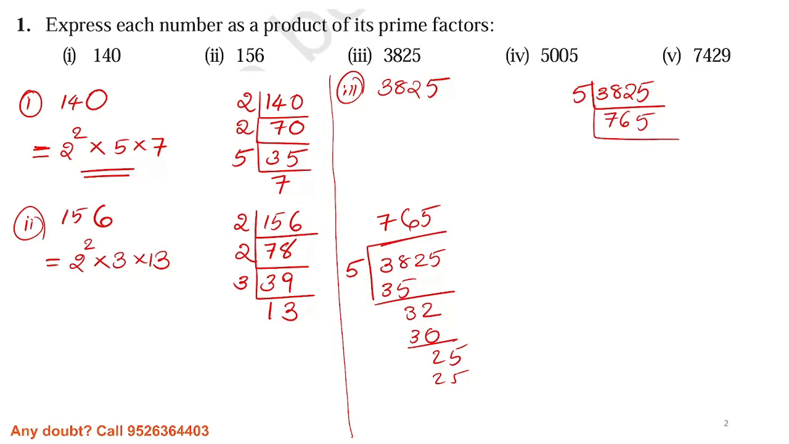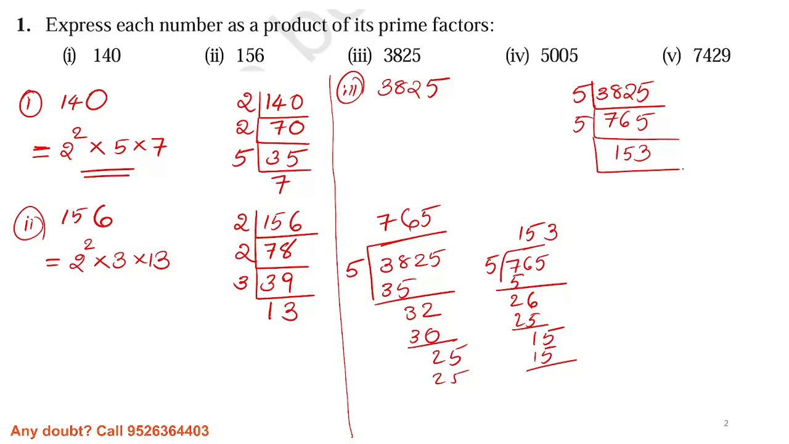Again, it is ending in 5. Any number ending in 5 is divisible by 5. 5 is a prime number. Understood? 5 is a prime number. So 765 divided by 5 gives 153.